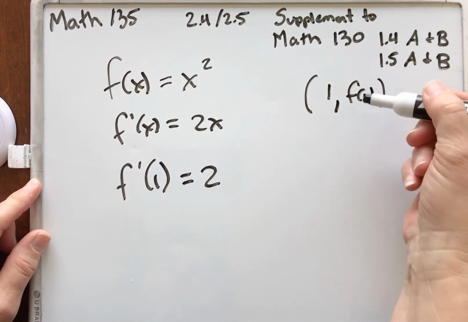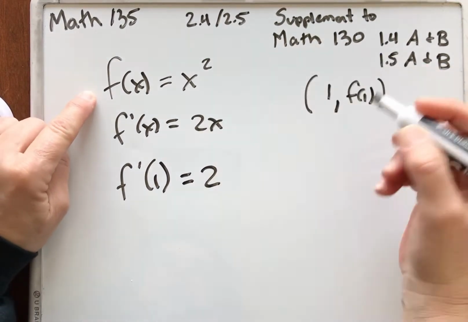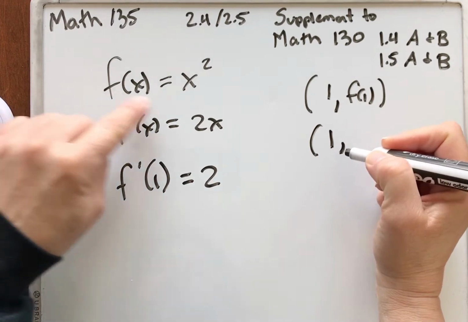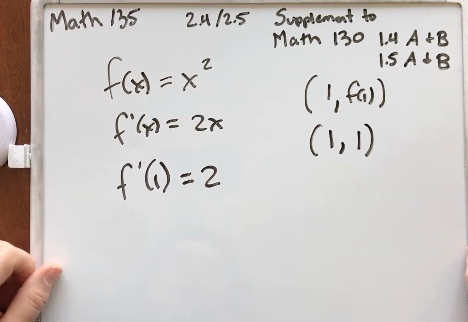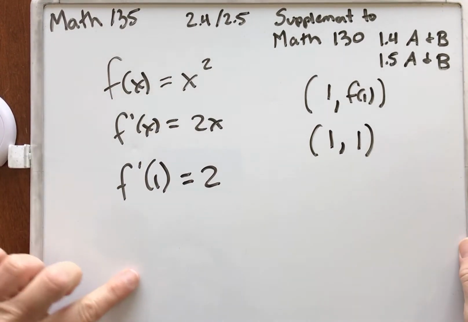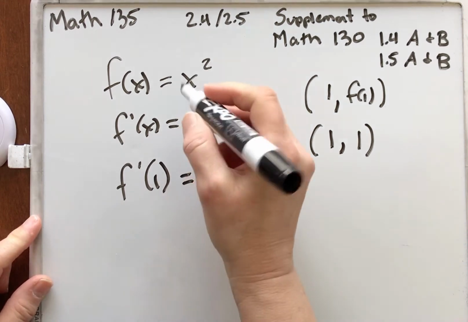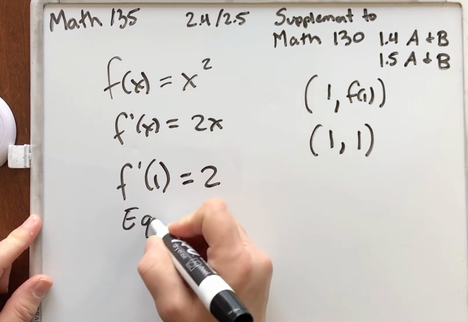Okay, so what we do with this point is we're going to put it into our original equation. We have 1, and f of 1 just happens to be 1 in this situation. So what they're going to ask you after you do these things is they're going to say, find the equation of the line.